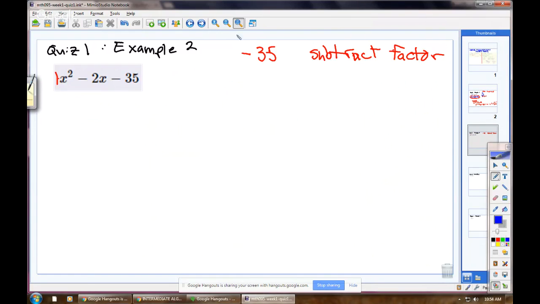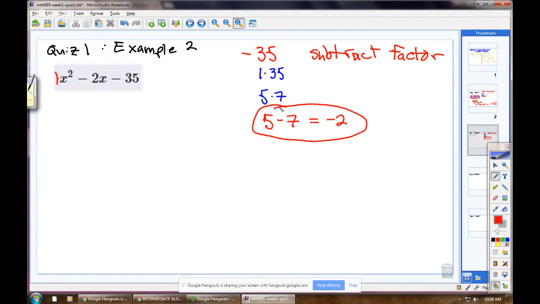So that's 1 times 35. Let's see, 5 goes into that 7 times, and that's all I got. Let's see, can I subtract these and get a negative 2? How about 5 minus 7 equals negative 2? Yep, that's the one I want. And it's worth writing this down to make sure you get that sign right there. Okay, so that's the magic pair.